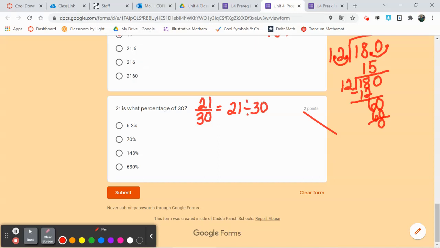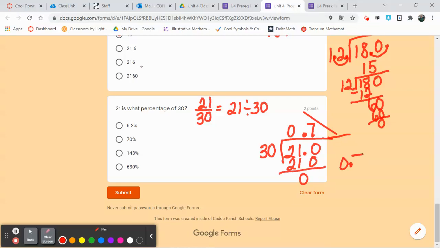When you do that, it's going to give you a decimal. And so what I'm going to do is do it out the long way, for those of you that need the practice for the non-calculator section. 30 cannot go into 21, so I'm going to put a decimal there. The decimal goes straight up. How many times does 30 go into 210? 7 times. 30 times 7 is 210. So I'm left with 0.7 as my decimal.